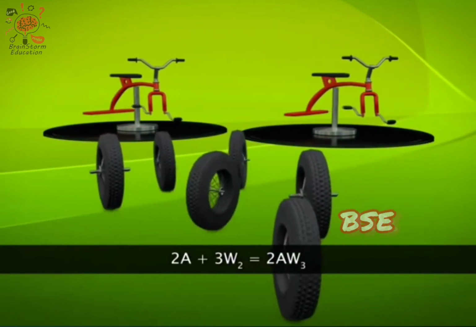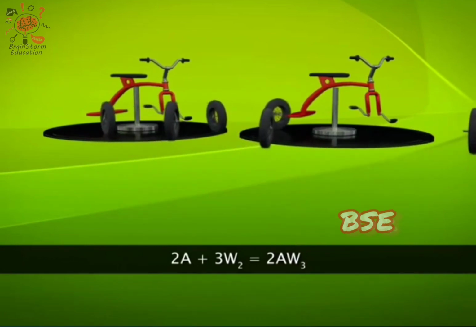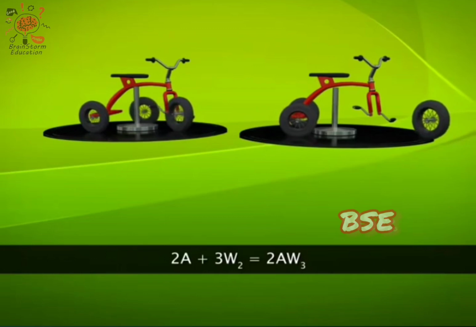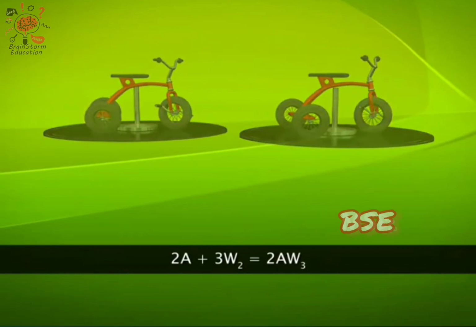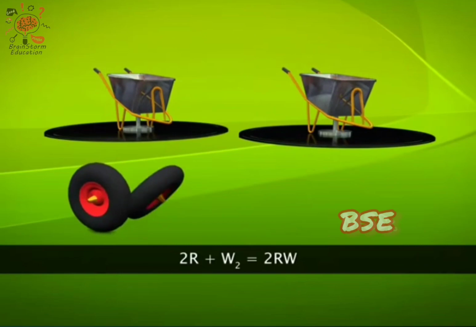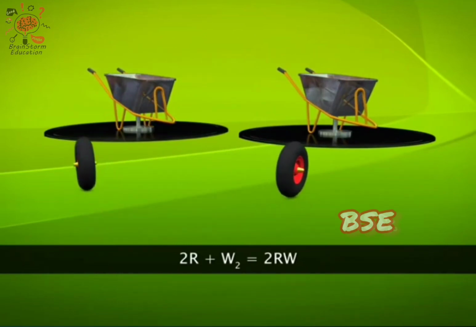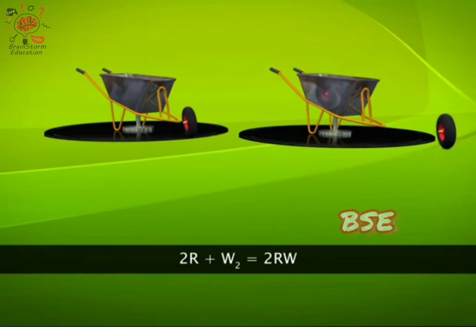How can you assemble pairs of wheels to set up a three-wheeler? With three pairs of wheels, we can have two tricycles. How can you assemble a trolley R with a single wheel? With a pair of wheels, we can have two trolleys.